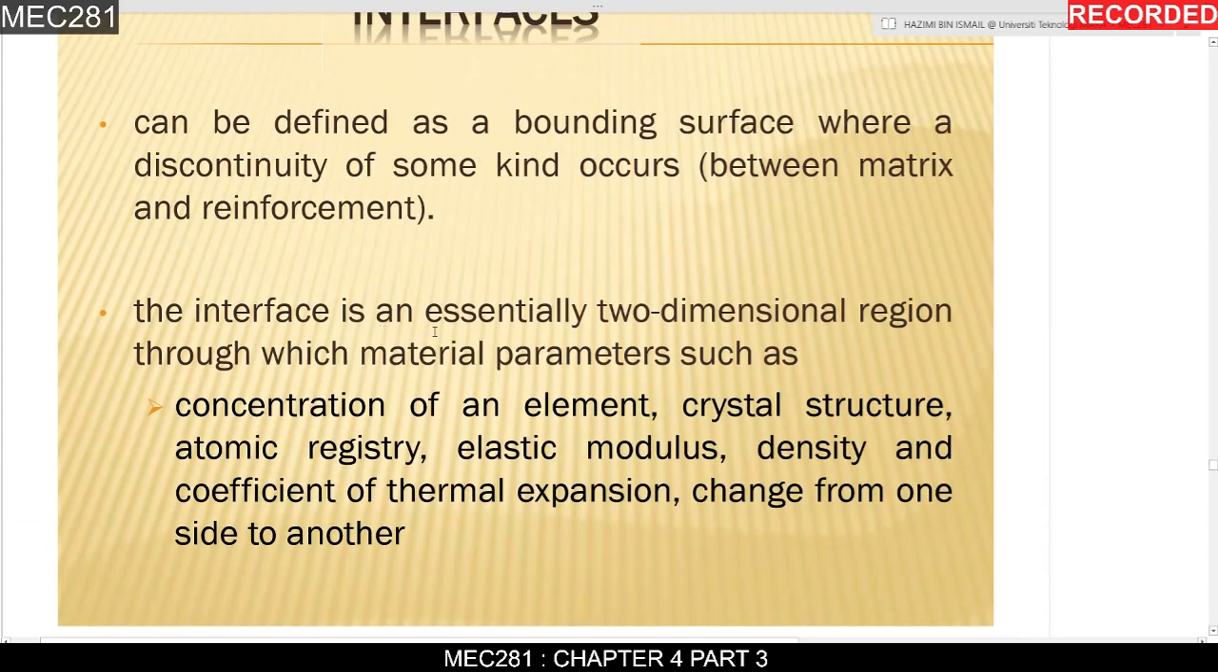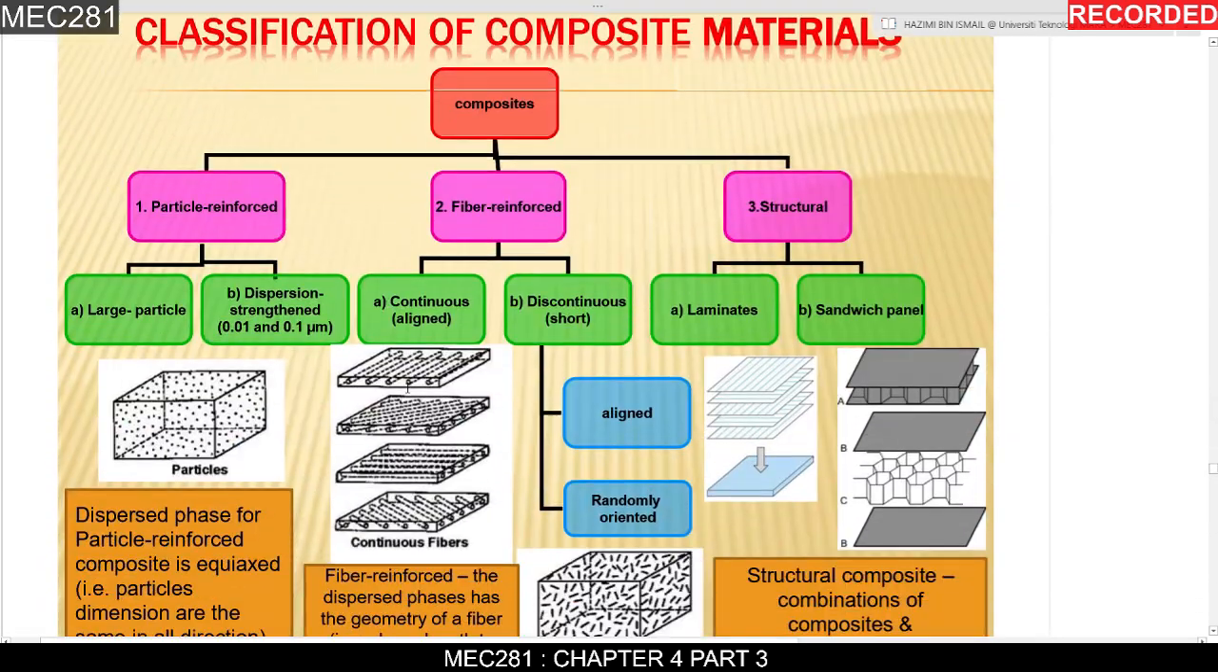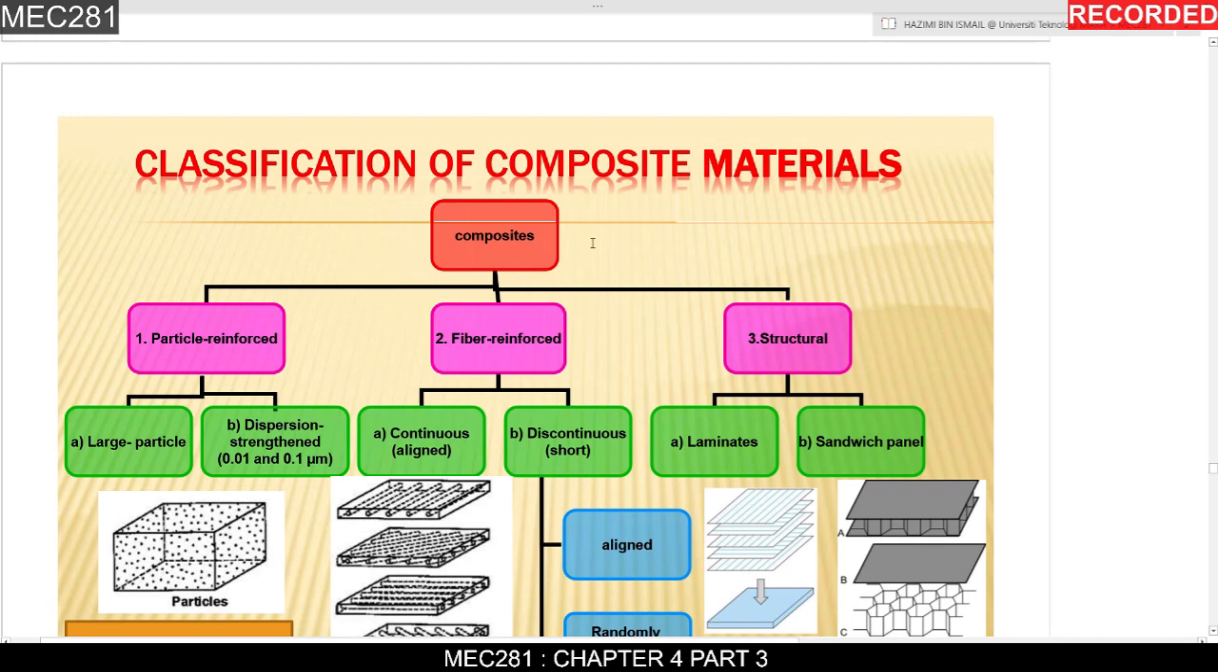Interface is an essentially two-dimensional region through which material parameters such as concentration of an element, crystal structure, atomic registry, elastic modulus, density, and coefficient of thermal expansion change from one side to another. Okay, dia parameter dia boleh berlaku berbeza-beza dari segi nilai-nilai ni lah, antara concentration of element, crystal structure, and so on yang dah diberikan sini. Okay, so kita masuk ke classification of composite material.